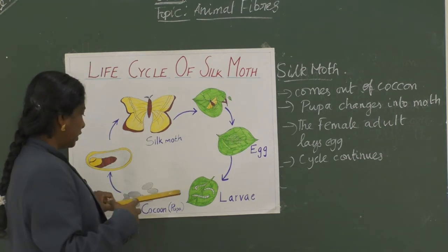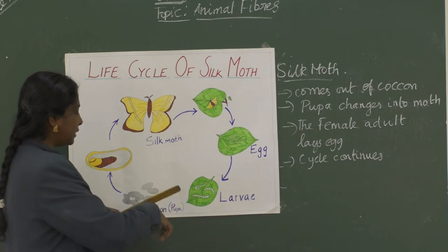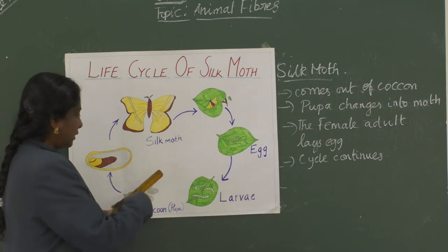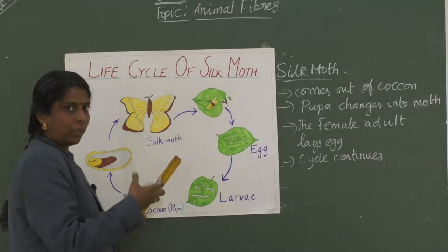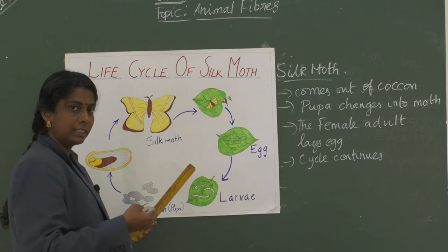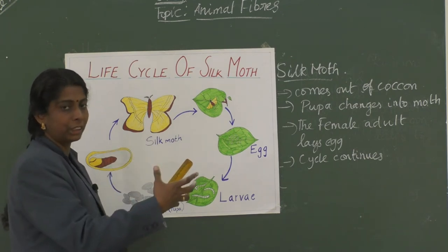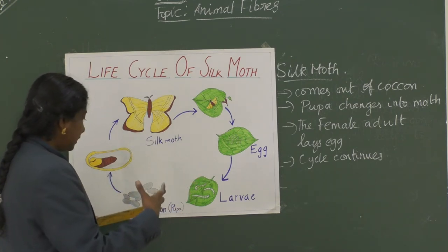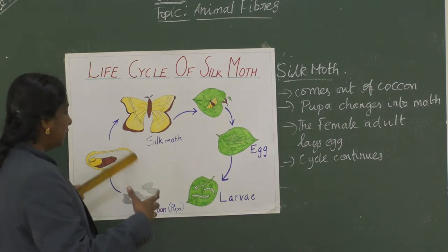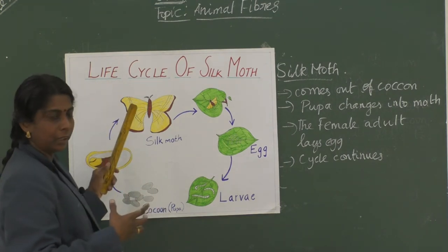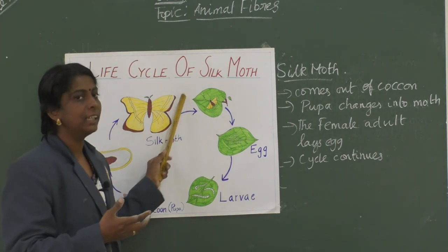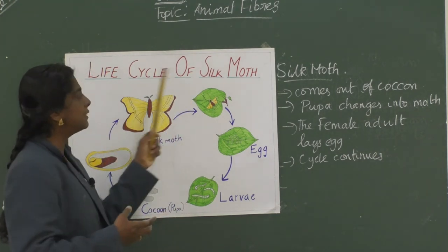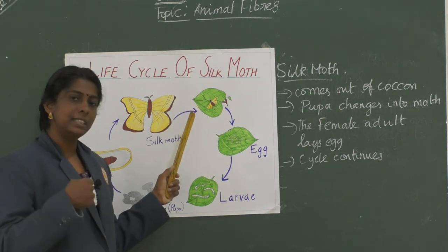Okay, understood? They remove the cocoons from the larva by means of a process. They just boil them in water, and the cocoons are removed separately and further used for the production of silk. And the larva again changes to a silk moth, and again the female adult lays eggs and the cycle continues. So this is the life cycle of the silk moth.